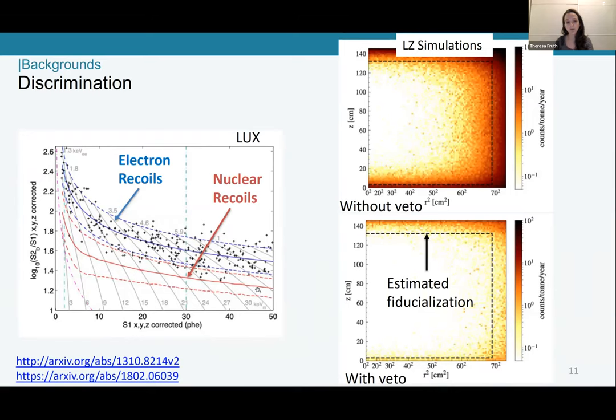And this red band, the nuclear recoils, is where we would expect our signals. Additionally, I already mentioned the veto detectors and how powerful those are. You can estimate from these plots on the right-hand side. On the top, those are all simulations. So we have R squared versus Z, the depth into the detector, and most of the events are towards the outside. The bottom plot shows you how much that reduces with the veto. And additionally, through the 3D event reconstruction, we can fiducialize and get a very quiet center of the detector.